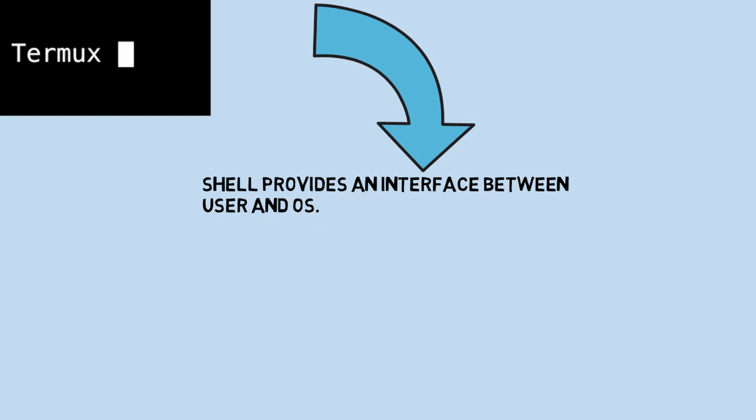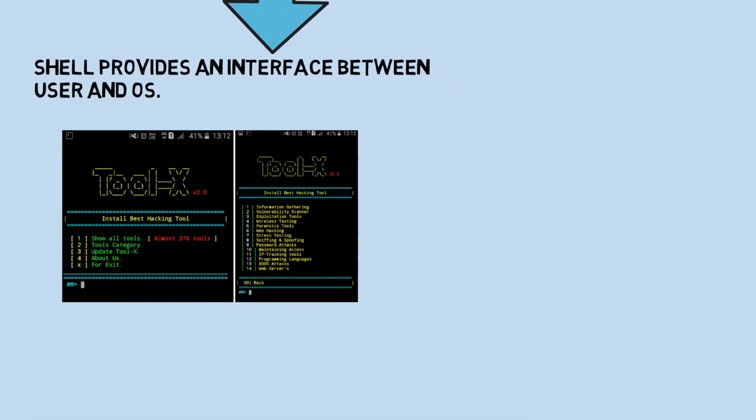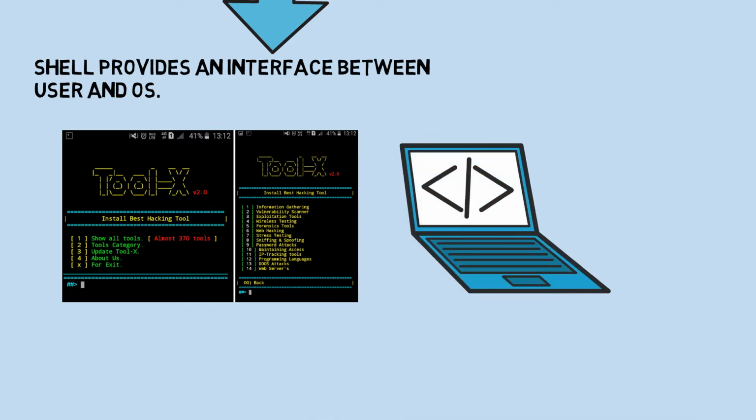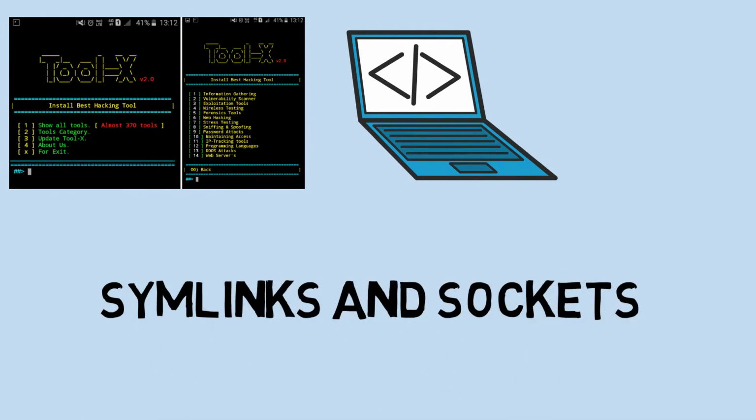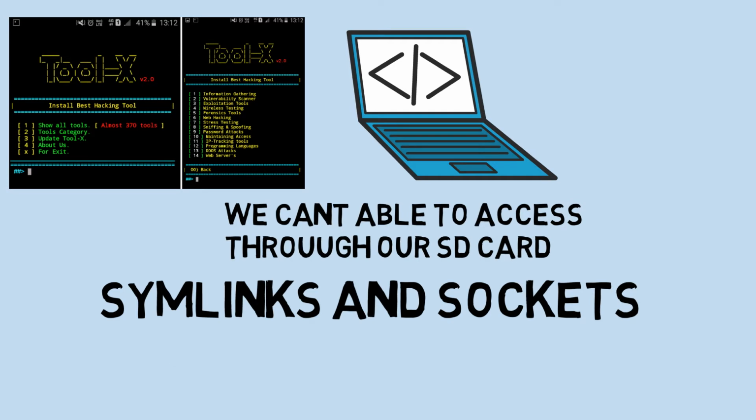And another most important thing is this directory where $PREFIX is located. This directory cannot be changed or moved to any SD card. Why does this happen? The file system must have support for Unix permissions and special files such as symlinks or sockets. So these permissions have to be guaranteed, and we are not able to get them through our SD card. That's the most important thing to know.